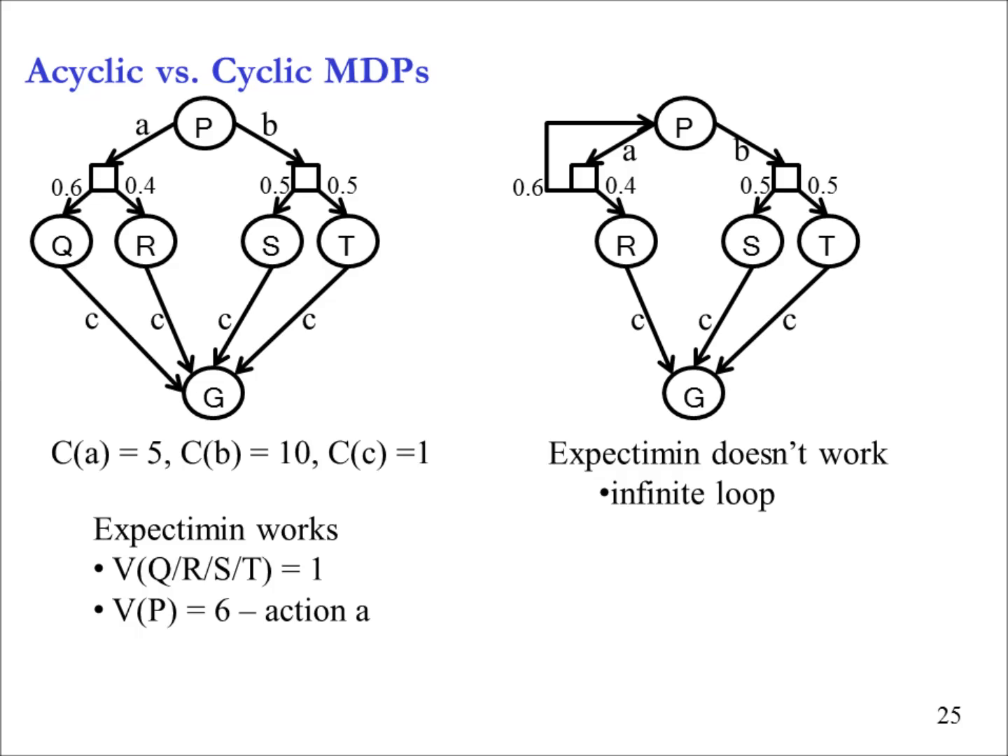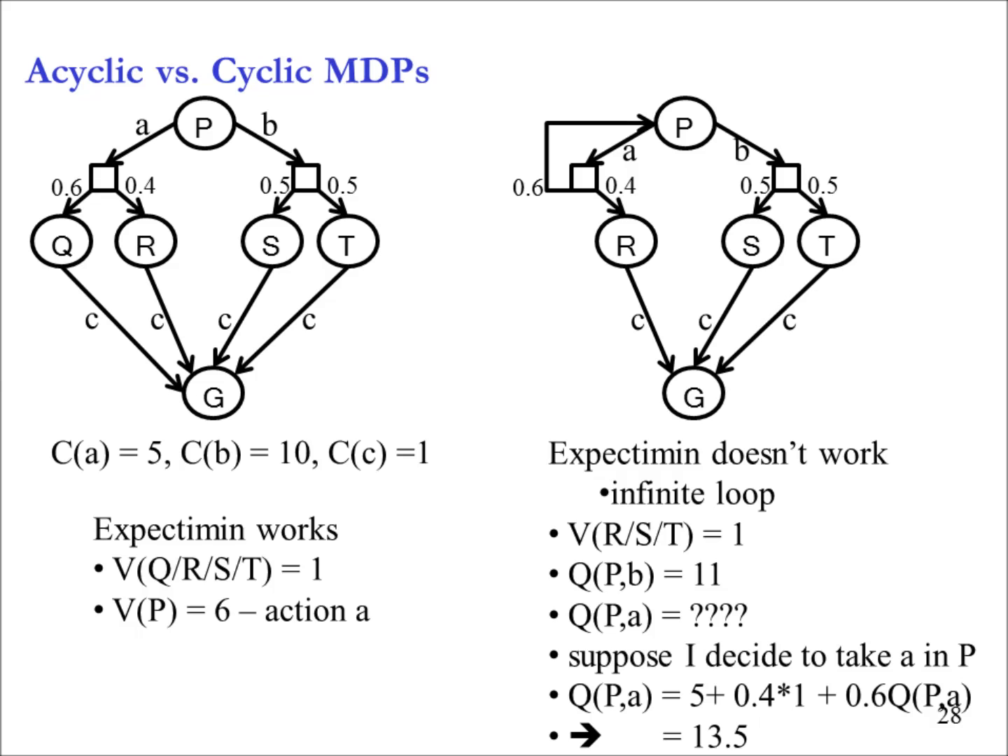Then with 0.4 probability I'm going to pay a cost of 5, and with 0.6 probability I'm going to pay a cost of 5 again, because we are going to pay exactly the same amount of cost, the same QPA. So 0.6 times QPA is equal to 5.4. Therefore QPA is equal to 5.4 divided by 0.6.